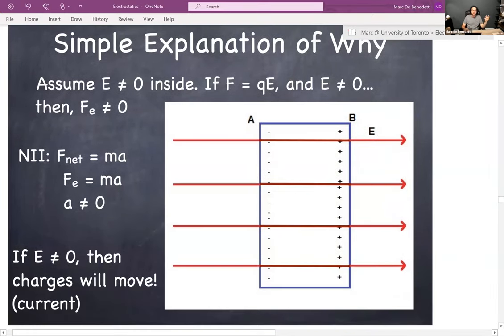Now, an intuitive explanation why this is true is simply Newton's second law, F net equals ma. Luckily, charges are fun because they're not only particles with mass, but they're also charged. So we can analyze their motion using Newton's second law. So assuming everything is stationary, as I said before, there's no current, then the acceleration is zero. So let's see if we can use Newton's second law to understand why the E field inside must be zero, assuming everything is stationary. So we can do this with a proof by contradiction, if you're familiar with that sort of notion. First, we can assume, Mark, how do you know that's true? How do you know the electric field inside is zero? Why does it have to be zero? What if it's not zero?